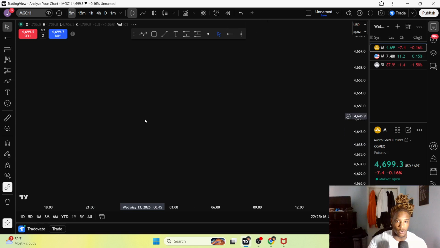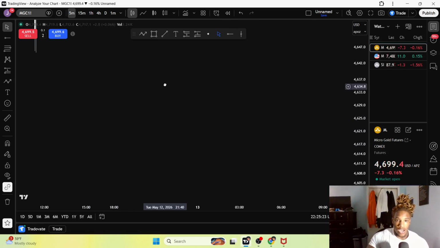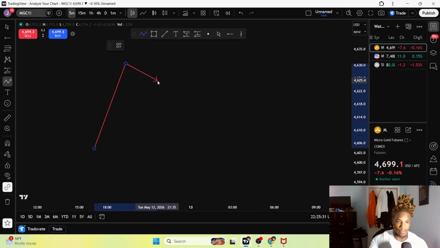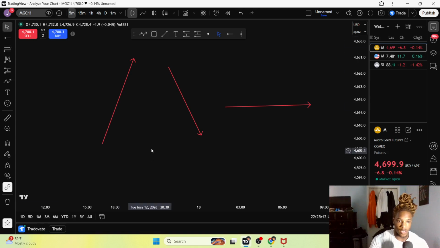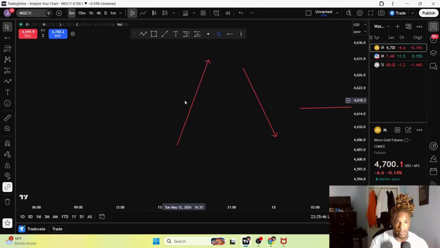Market structure 101, right? Now, before I even show you guys any examples of anything, I want to explain to you how the market moves. The market has three ways of moving. Up, right? Down, right? And sideways. Now, let's lock in on this first example, the up, when the market wants to buy.